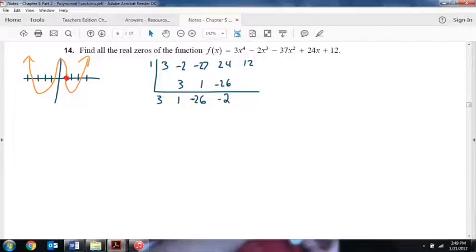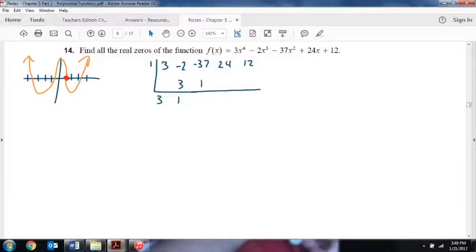And I could have sworn this one worked. 3, negative 2. Oh, that's a 37. That's a problem. Well, there's your problem. That's supposed to be a 37. Makes a difference. So here we go.